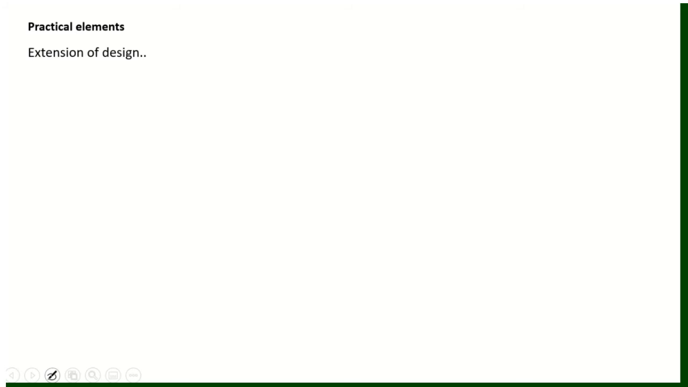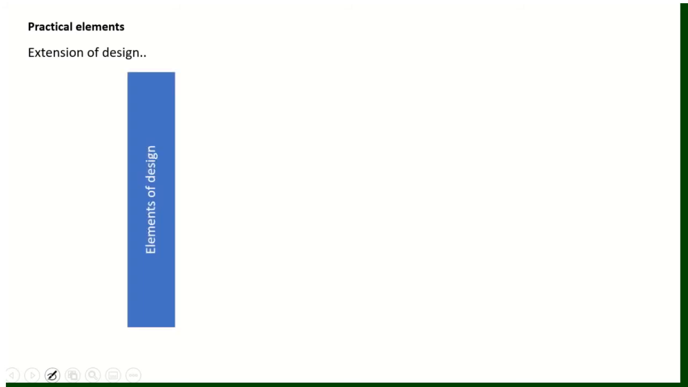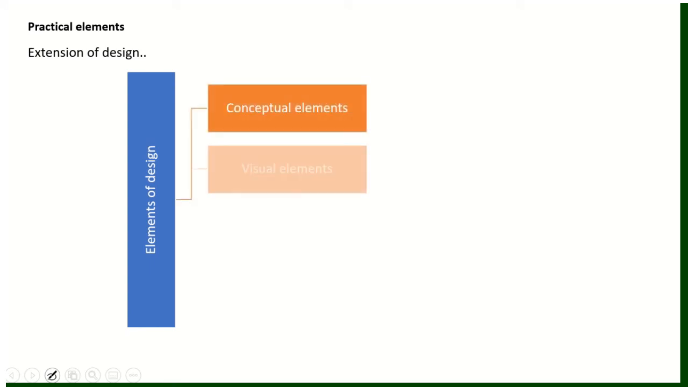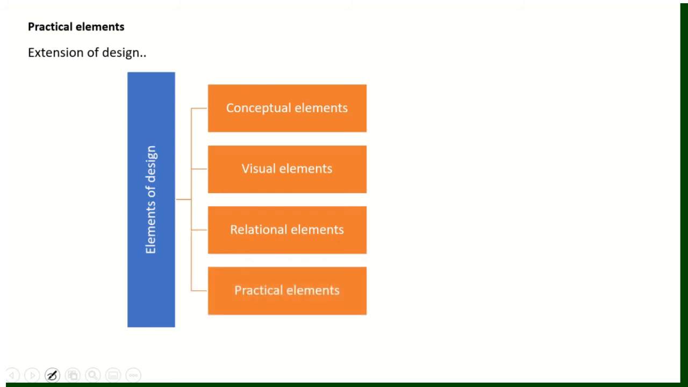Let us see the next category of elements of design. The next category is practical elements. After conceptual, visual, and relational, the fourth one is practical elements. So what are these practical elements? The practical elements underlie the content and extension of a design. They are beyond, of course, the syllabus, but a designer should understand the practical elements.